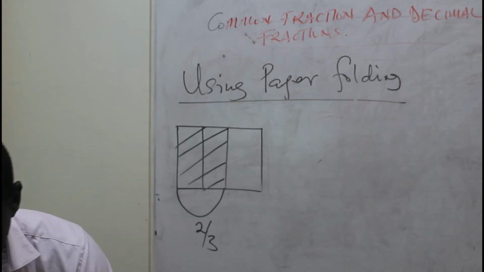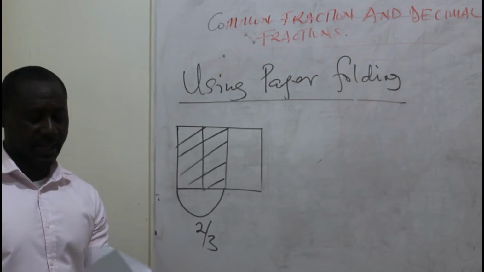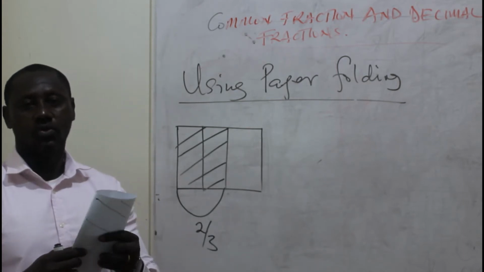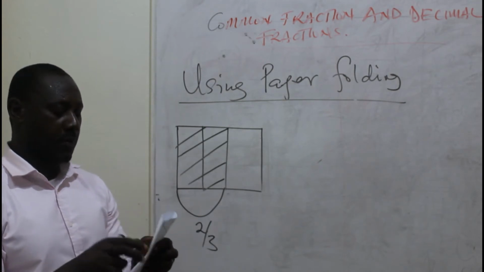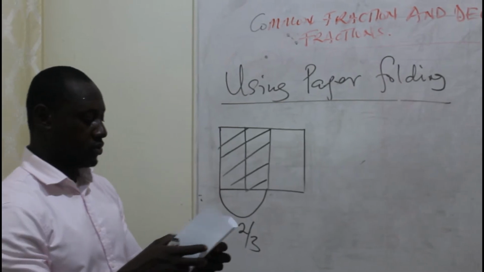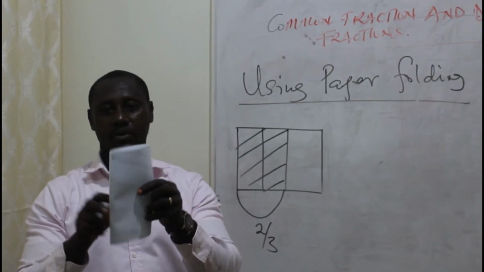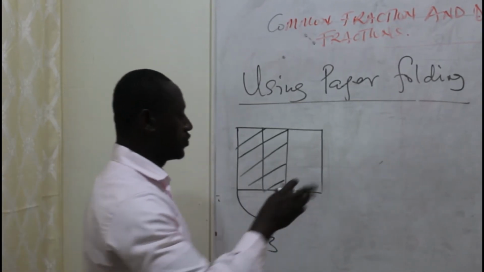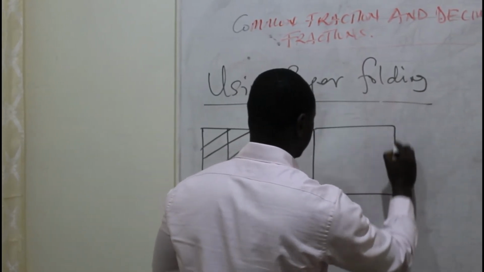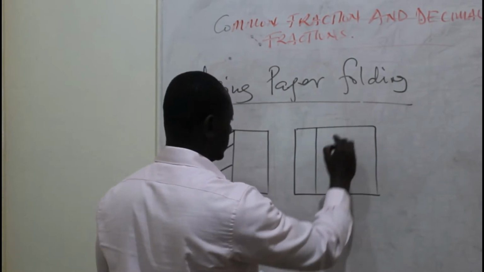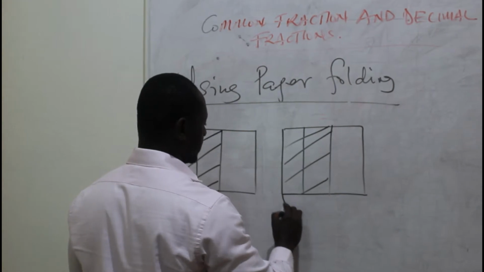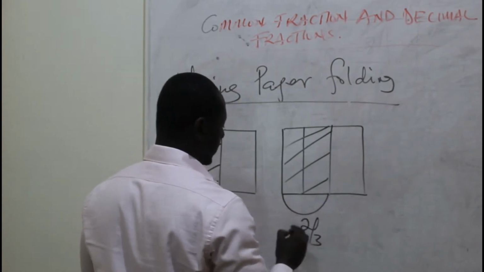You will take the second paper. Once again, the second paper, you also divide into 3 equal parts, and then you shade 2. So I've divided the second paper into 3 equal parts, and I'm going to shade 2. So diagrammatically, I'll have it like this. I'm going to shade 2 parts like that. This one represents 2 out of 3.